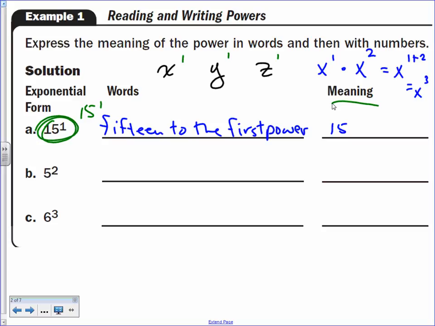Okay, what about B? How would I write that in words? 5 to the second power. What's a more popular or more common way? 5 squared. 5 squared, right?